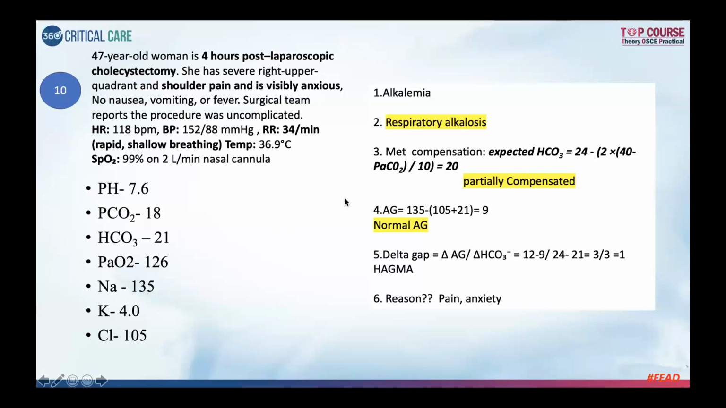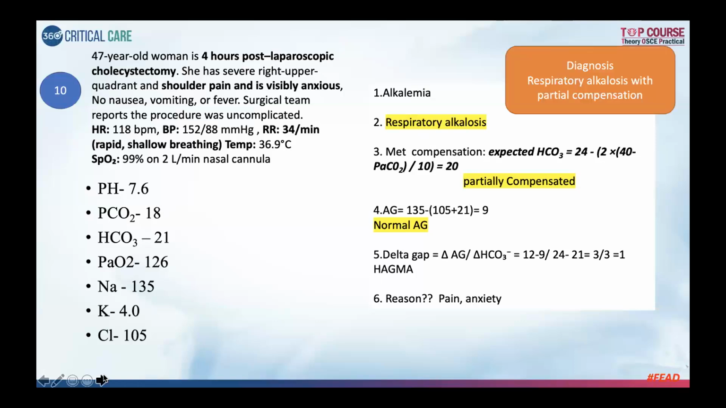So the PCO2 has decreased by 22, which gives a bicarbonate drop of about 4. So 24 minus 4 will be 20. Your expected bicarbonate is going to be 20. So this is partially compensated only; it is predominantly a respiratory alkalosis. Anion gap is normal. Delta gap, high anion gap.